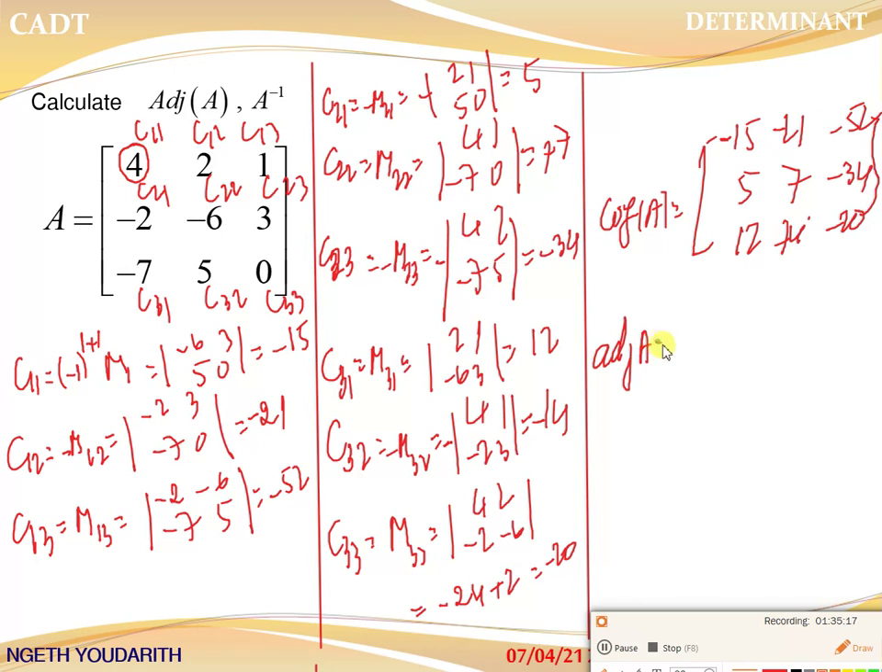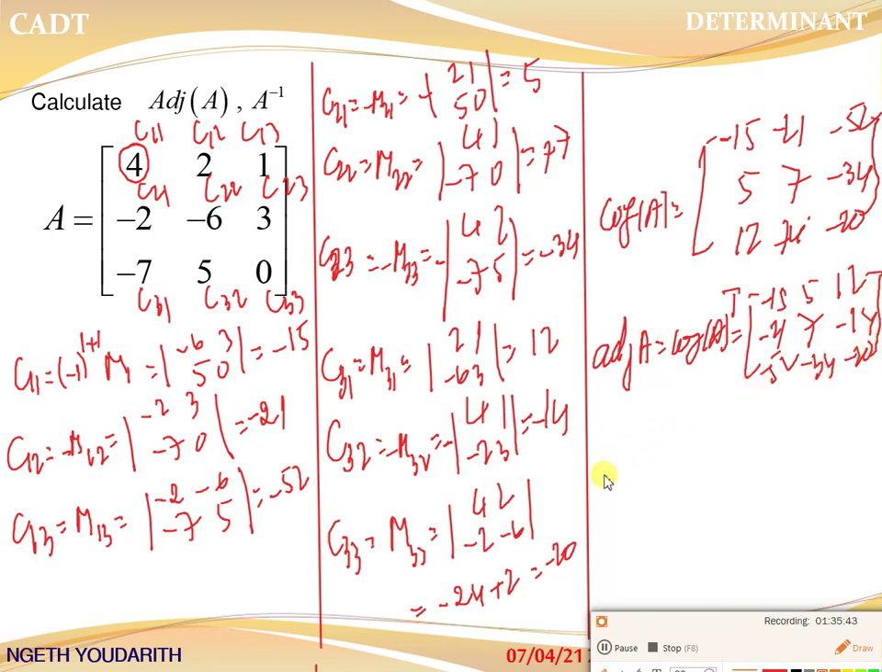Adjoint A is the cofactor A transpose. So we get this one: minus 15, minus 21, minus 52, 5, 7, and minus 34, 12, minus 14, and minus 20. So this is the adjoint.